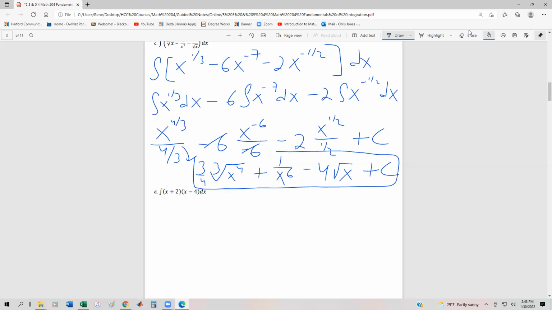All right, so that's our antiderivative. If you don't trust it, you can certainly take the derivative of that antiderivative and get back to the original problem. Right.